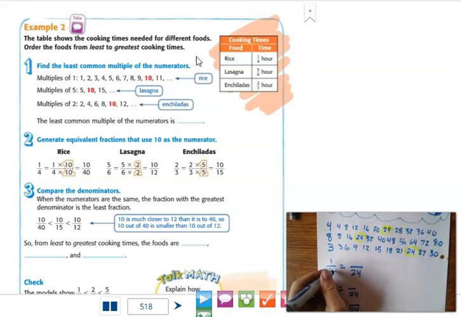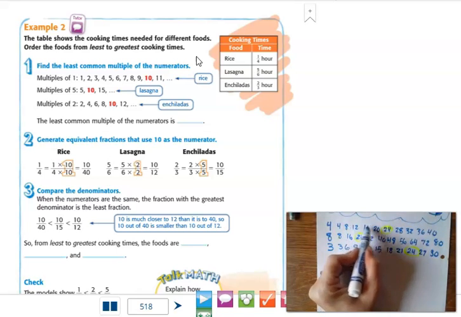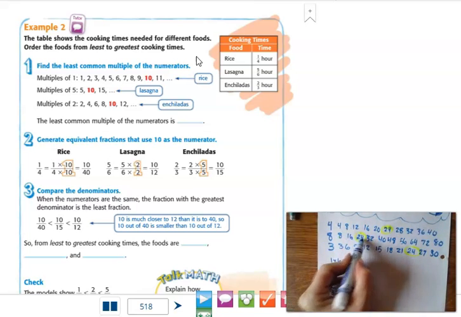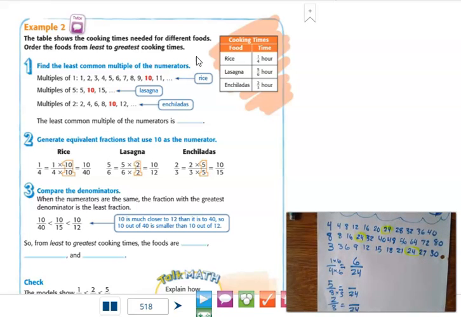Okay, now what did I multiply 4 by to get to 24? Well, 1, 2, 3, 4, 5, 6. So I did 4 times 6. I'm going to do 1 times 6. That gives me 6. 8 times what is 24? 1, 2, 3. 8 times 3. Whatever I do to the bottom, I'm going to do to the top. 5 times 3 is 15.